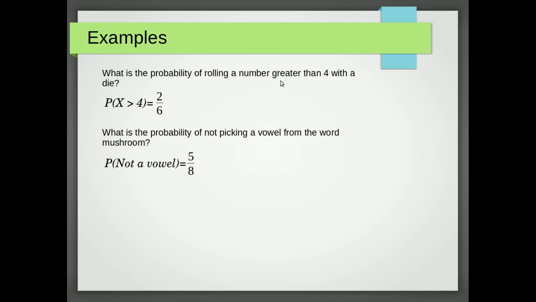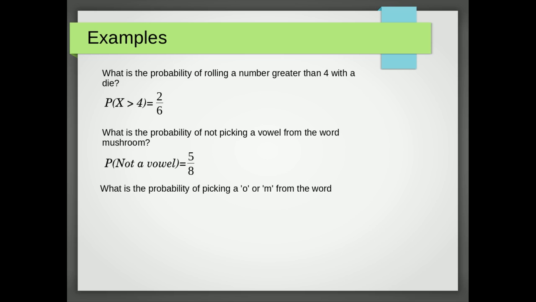Now this that I've got written here, this is shorthand for writing the probability that the thing we're looking for, we put an X, is greater than 4. Here we're saying the probability of the thing that we're looking for is not a vowel, it's just a shorthand.